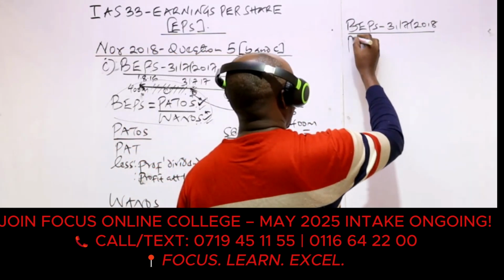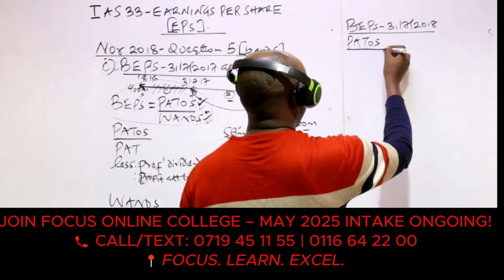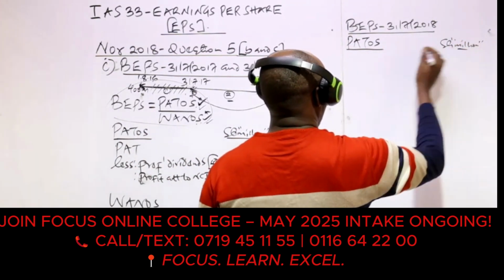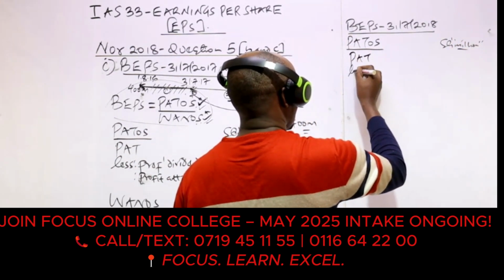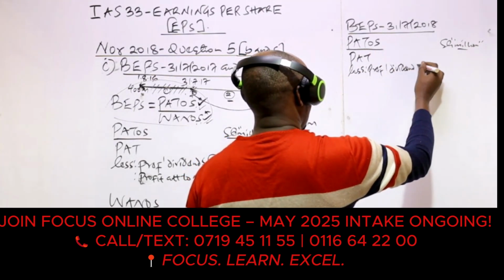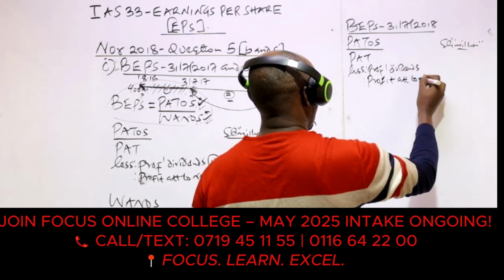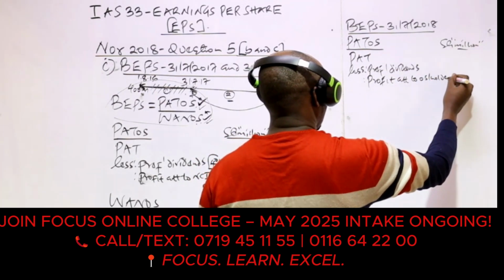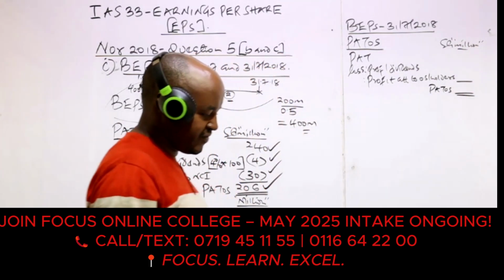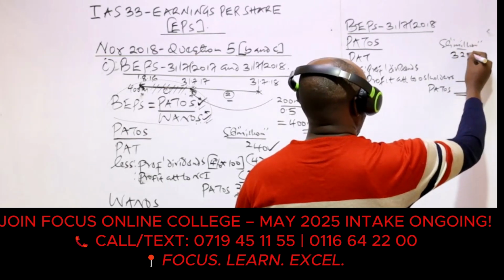So let's start by computing the PATOS, the profit attributable to ordinary shareholders. The computation of this remains the same as what you have done here. So we start with the profit after tax. To this we less the preference dividends, and also we less profits attributable to non-controlling interests. Whatever you're going to get there will be our PATOS. So what is the profit after tax for 2018? This is given as a figure of 325.